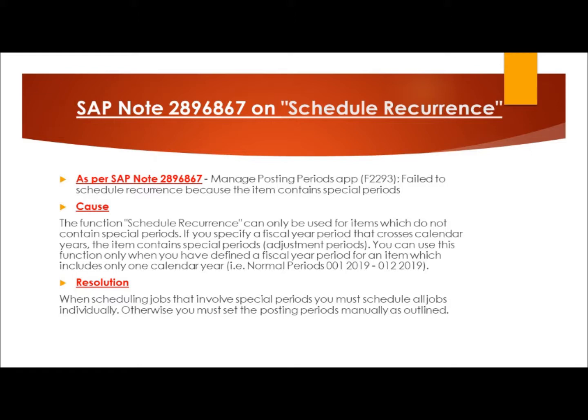So, what if the item involves special periods? In all such cases, you will have to schedule all jobs individually. That is, choose the second option, schedule to run once. Else, maintain them manually using the option open periods.